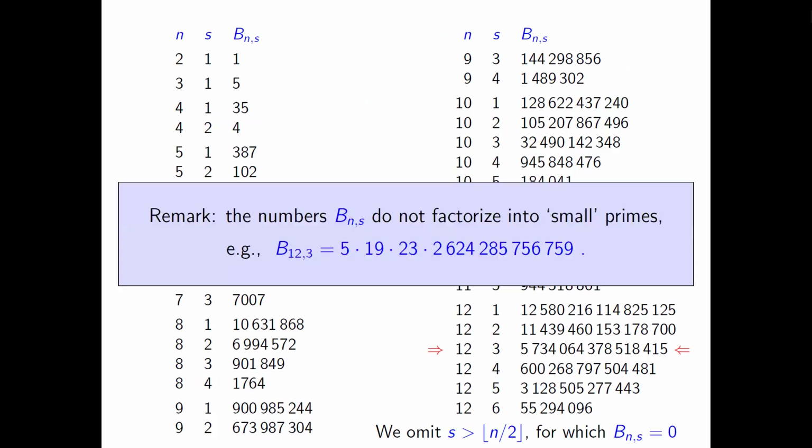And what to say? For instance, concentrate on this B12-3. You will factorize it. You see it does not factorize at all into small primes. So, well, it's not a surprise. You know, enumeration is related to a lot of multiple sums, and you don't know what to do with this.